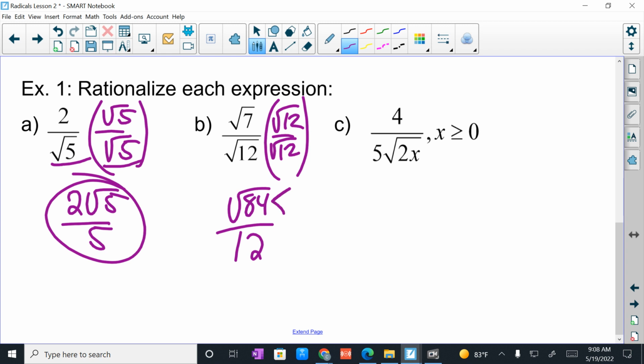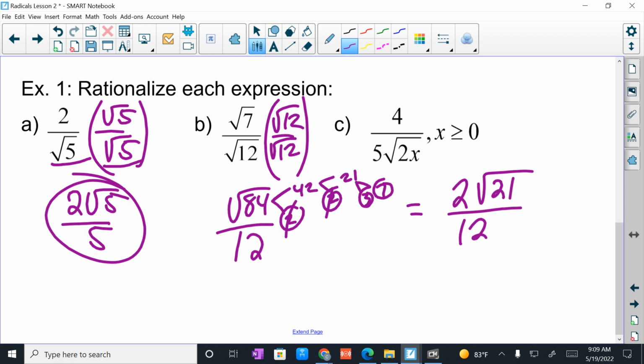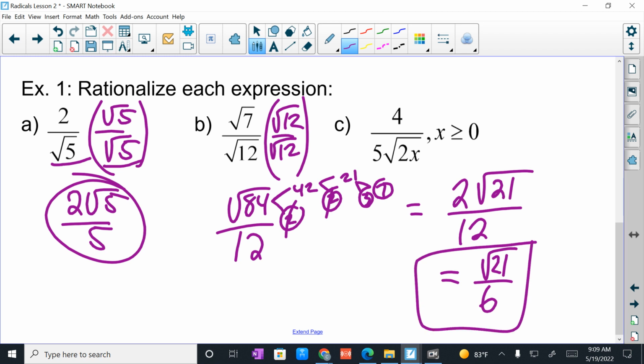Now let's break down the square root of 84. What would that break down into? 2 and 42. 2 and 21. 3 and 7. Every pair comes out, so a 2 and a 2 comes out as a 2, with the square root of 21 over 12. Reduce it. Square root of 21 over 6.